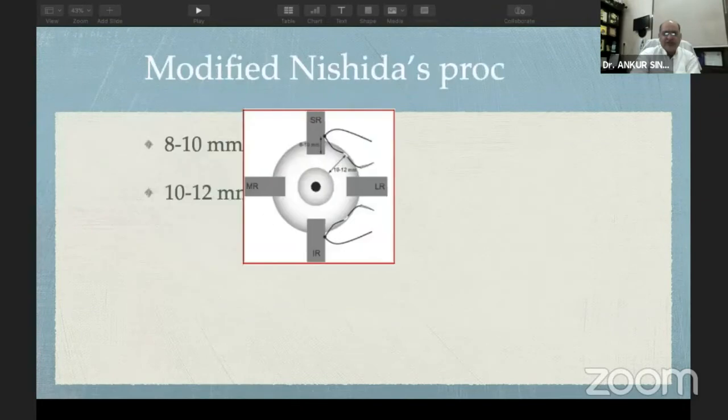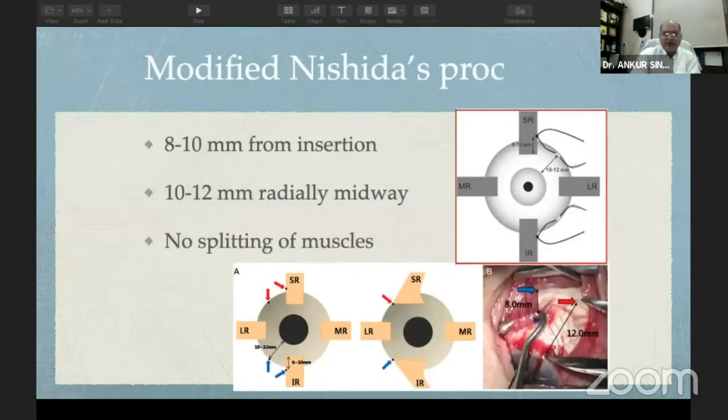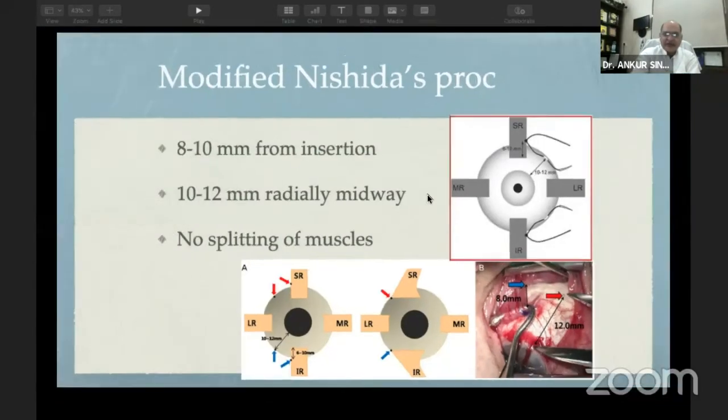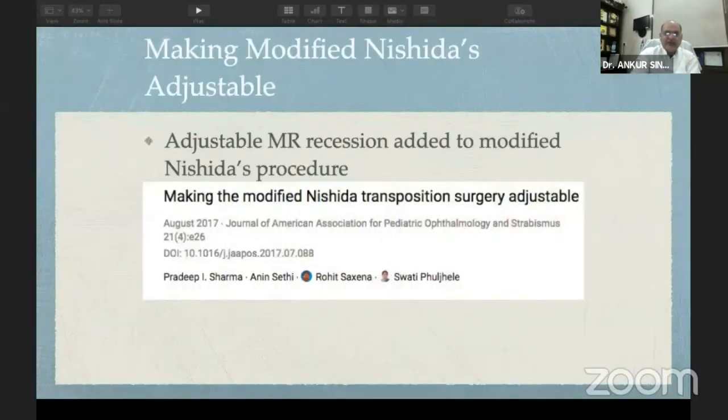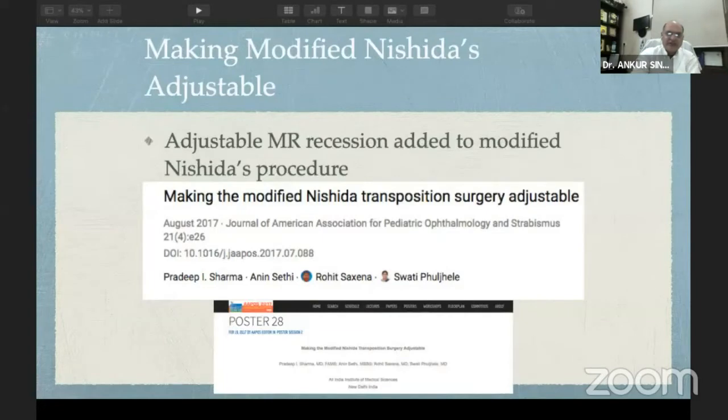In the original procedure, they were split, but later it was proposed not to split the muscle. So they are shifted to approximately 8 to 10 millimeters from the limbus, midway between the superior and the lateral rectus, and both of them are just abutting the middle of the lateral rectus. Now, this can be added with an adjustable medial rectus so that we can further do adjustments in case of over and under corrections as done by Sir.